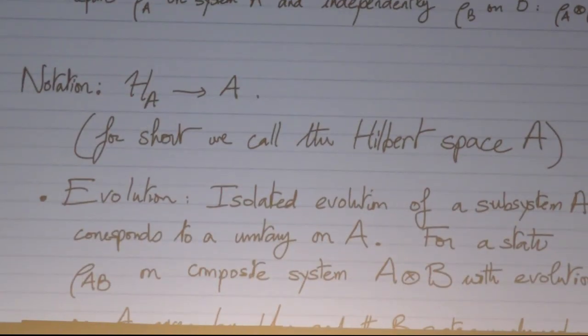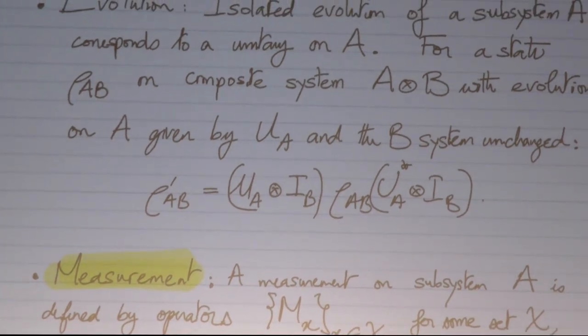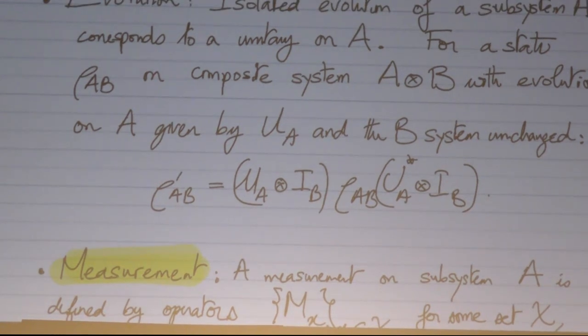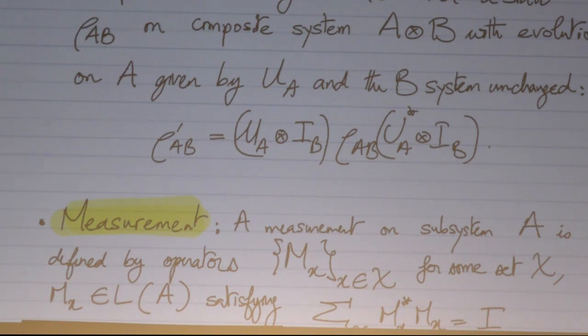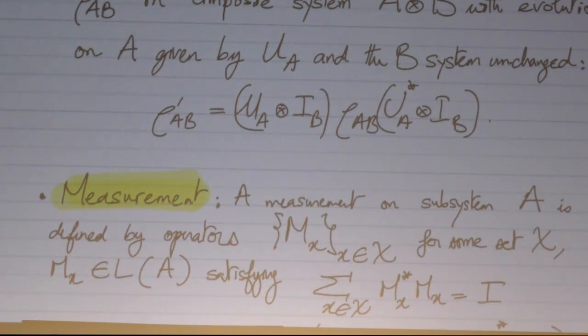Okay, now that I defined the corresponding Hilbert space, what is the evolution? How does the system evolve? There are many ways in which it can evolve. If I have an isolated evolution on the system A, then this is modeled by a unitary operator U acting on the Hilbert space A. If I have a composite system AB, then after applying a unitary on A and doing nothing on B, the state after applying this transformation is U A tensor identity on rho AB.